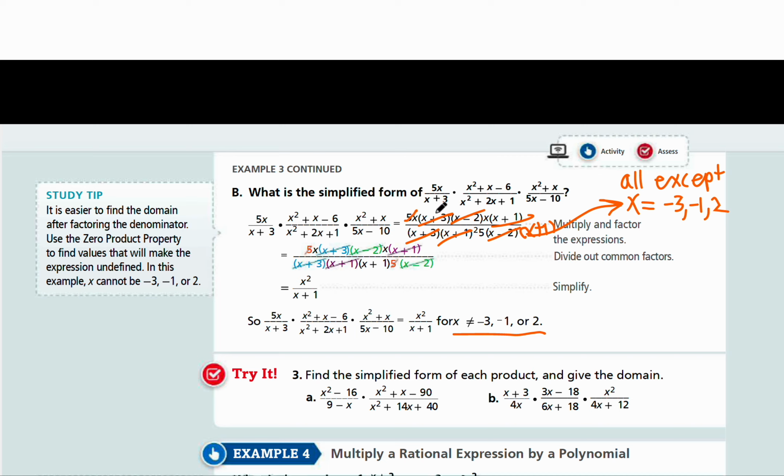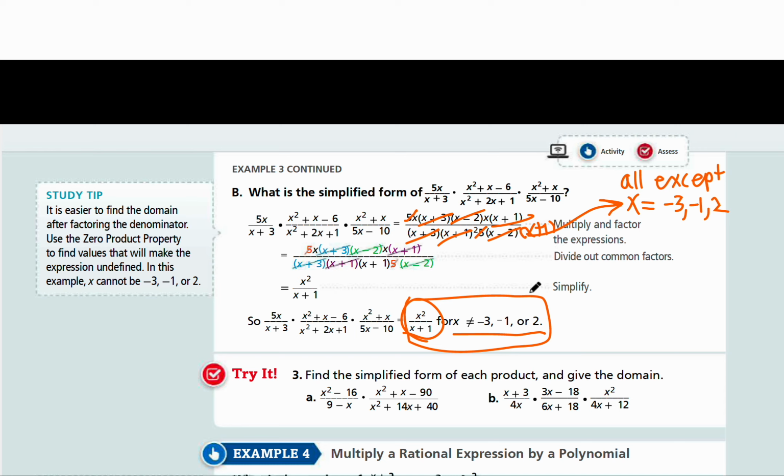And then you can cancel out 5 as well. So you have x times x over x plus 1. And so x squared over x plus 1 for all x that's not equal to -3, -1, or 2 would be your final answer. So let's do try number 3.